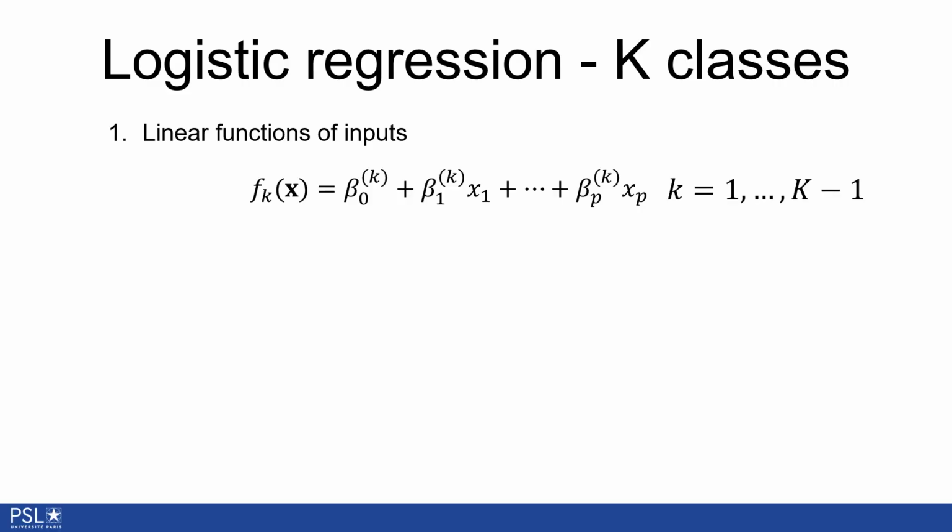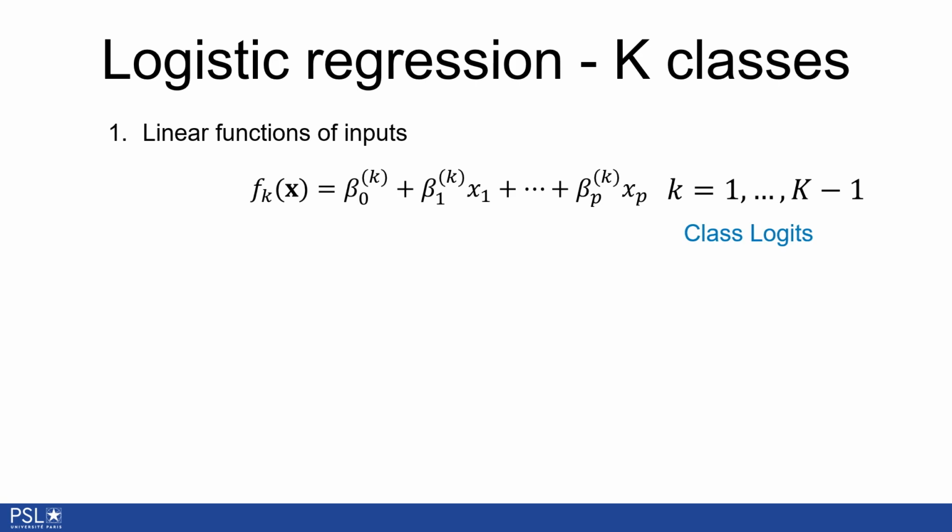In this course, we will focus on one specific model, logistic regression, which corresponds to a specific nonlinear function called the logistic function. So let's define the logistic regression in the case of capital K classes. The first step is to compute a linear function f_k of inputs for each of the first capital K minus 1 outputs. The obtained f_k values are called class logits.